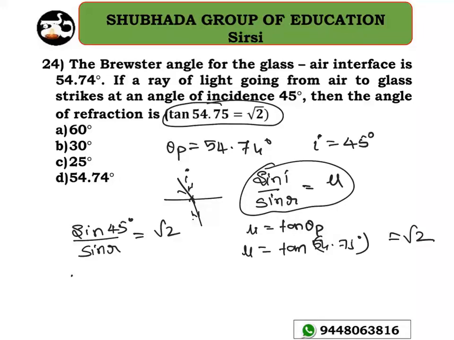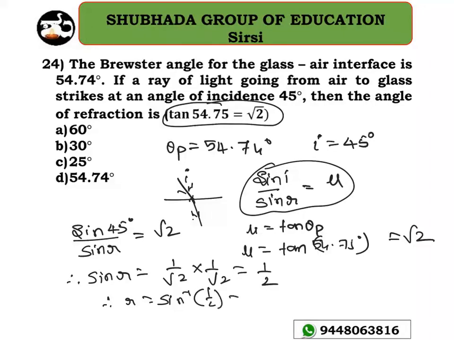Therefore, sine r is equal to sine 45, which is 1 by root 2, into 1 by root 2, that is equal to 1 by 2. Therefore r equals sine inverse of 1 by 2, that is going to be 30 degrees, right? So r equals 30 degrees. Option B is the right answer for this question, option B.